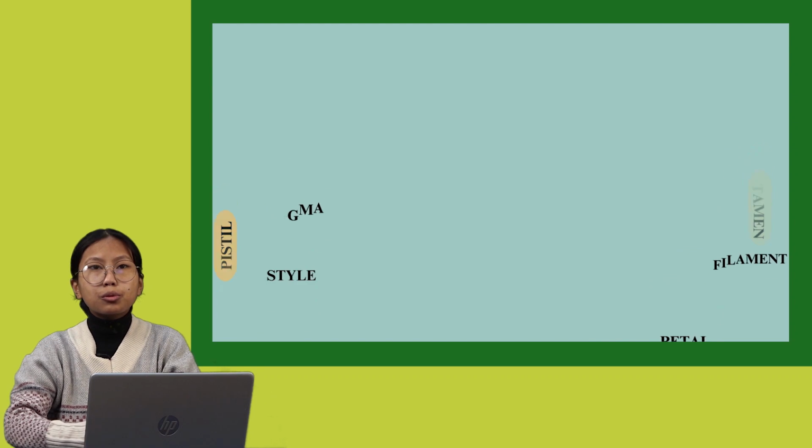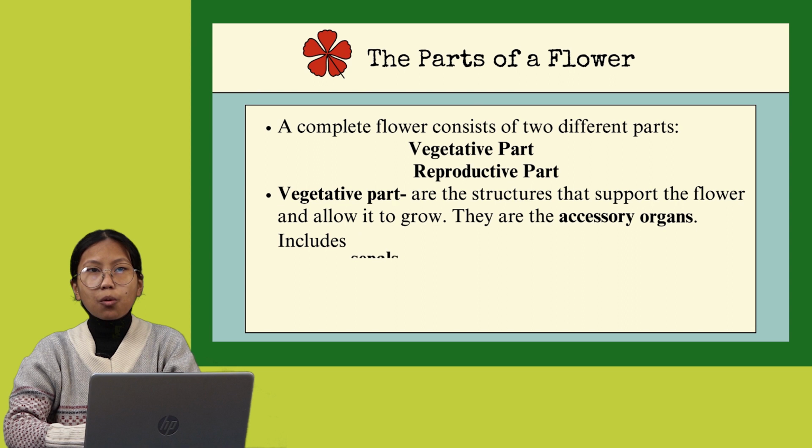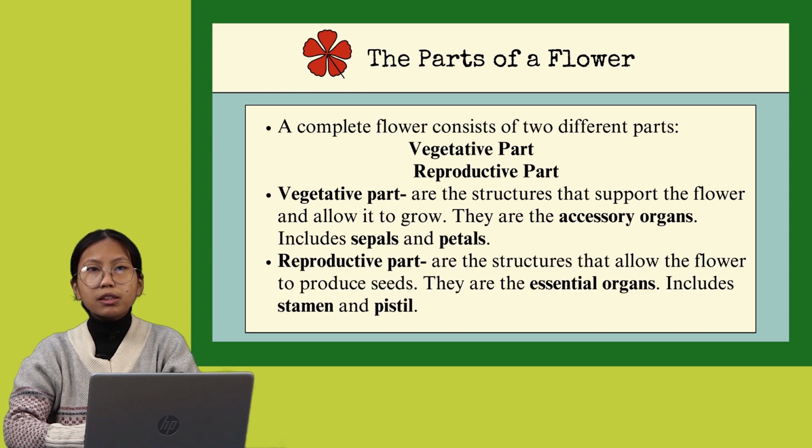Now we are going to go through the parts of a flower one by one. A complete flower consists of two different parts, vegetative part and reproductive part. Vegetative parts are the structures that support the flower and allow it to grow. They are the accessory organs. Vegetative part includes sepals and petals. Next, reproductive part. Reproductive parts are the structures that allow the flower to produce seeds. They are essential organs and they include stamen and pistil.